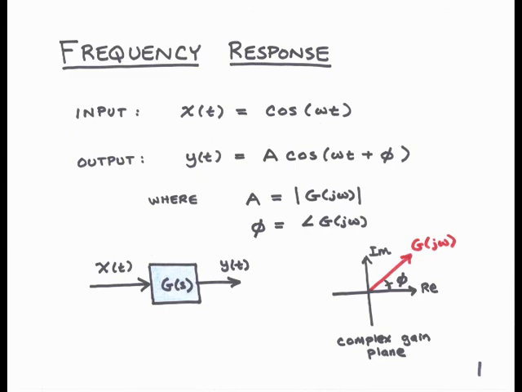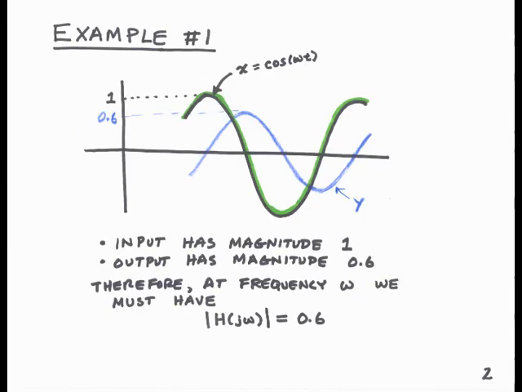We'll now look graphically at the relationship between the input and the output when the input is cosine omega t. And what we want to do is to visualize the difference between the input and output signals. That is, how the difference in amplitude and phase appears. We'll now look at several examples, and in these examples, the transfer function of the system will be labeled H of s.